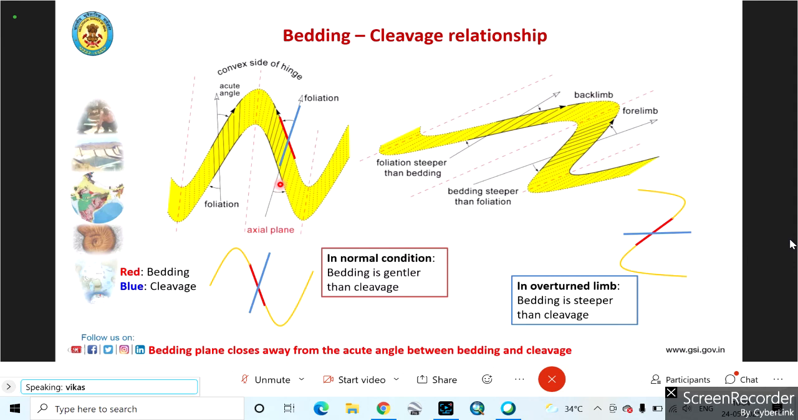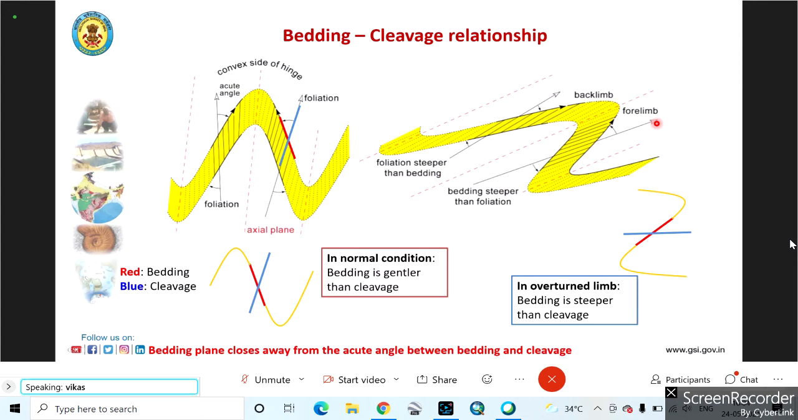Similarly, you notice that in this case, the bedding is gentler than the cleavage. You can see that the blue line in the left side diagram I'm talking about is a steeper one as compared to the bedding. So when the limbs are normal, that is, not overturned, bedding planes will be gentler than the cleavage. Whereas in an overturned situation, in the right side photograph, you can notice that the right side limb is actually overturned. In this limb, you can notice that the bedding is steeper than the cleavage. Cleavage has become gentler than the bedding.